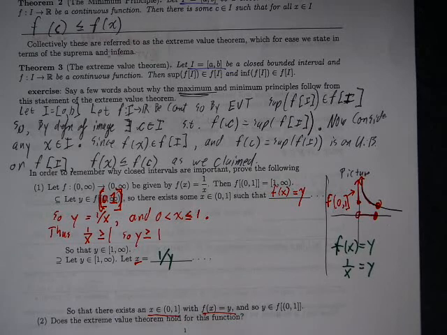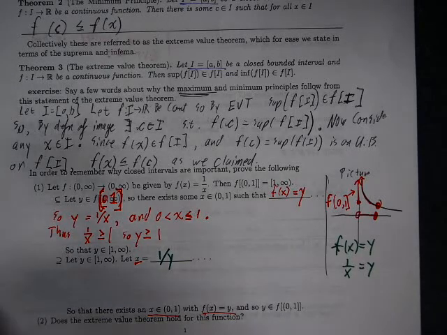The interval from 1 to infinity? Does that have an upper bound? No, it has no supremum. So does the extreme value theorem hold for that function defined on that domain? No, it doesn't. So the point of this problem was really to prove that closedness was important.